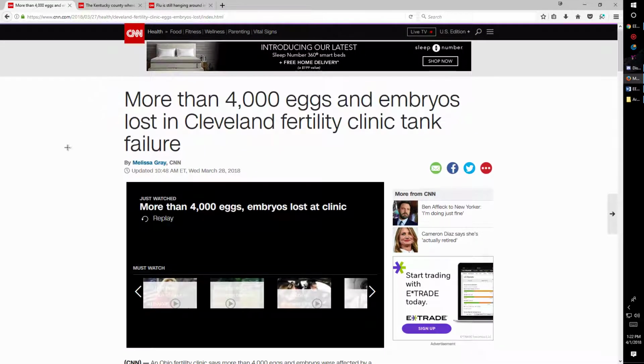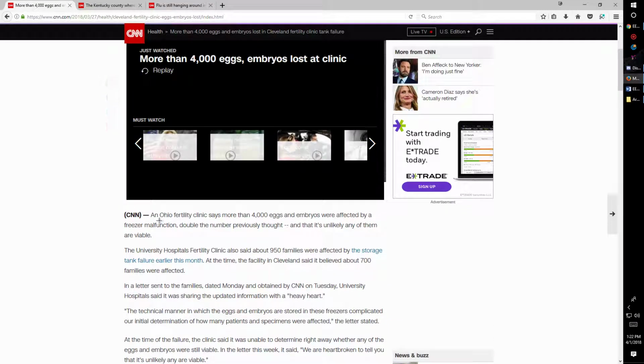So the first one, right, is the analytical. Mine was an analytical approach, and this is also what it looks like on a CNN article. An Ohio fertility clinic says more than 4,000 eggs and embryos were affected by a freezer malfunction, double the number previously thought, and that it's unlikely any of them are viable. See, this is still kind of detached and it's kind of grisly, so this might not be how I want to start off my article.